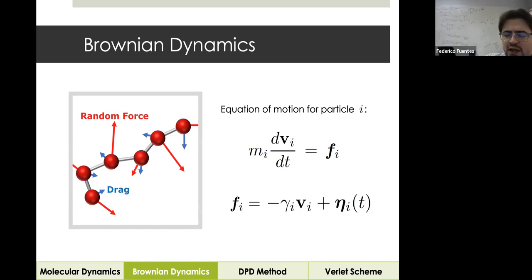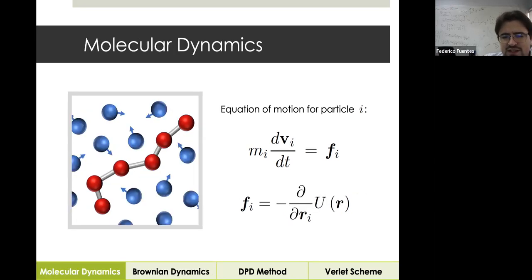Can I interrupt for a second? Can you go back to the last slide? This one? Yeah. So the reason it's expensive is because that potential is basically relating every single particle with every other particle, right? Is that the reason?